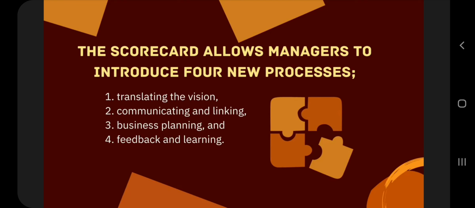Next is the communicating and linking. It is a method for facilitating the dissemination of ideas all throughout the organization. Through evaluation, systems, and incentives, organizational and individual goals must be linked with the strategic plan.